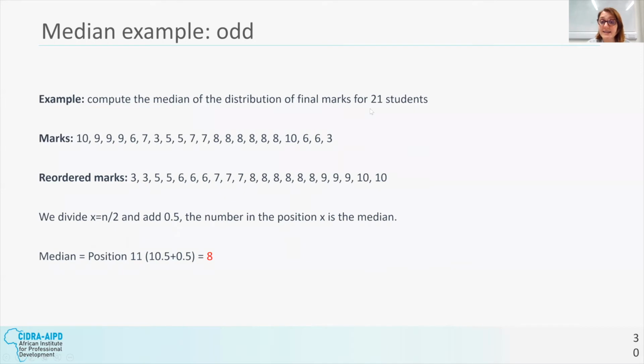Let's consider a class with an additional student, so it's 21 students. We reorder again in ascending order our marks. 3 is position 1, 10 is position 21. We are going to compute x as n over 2, which will be 10.5. Then we are going to add 0.5 to the x we have computed, and we will obtain the position of the median. So 10.5 plus 0.5 is 11. The value in position 11 is 8. The median math score is 8.